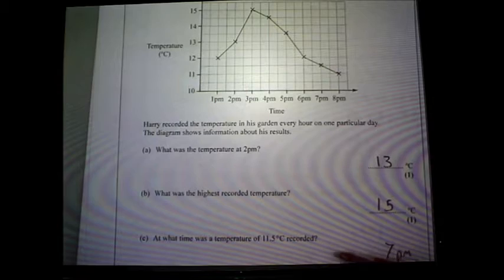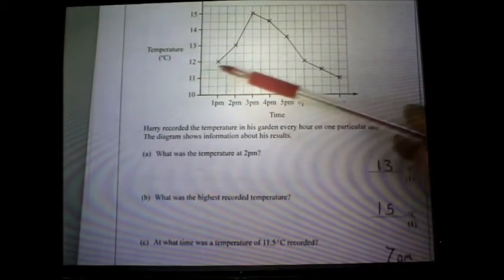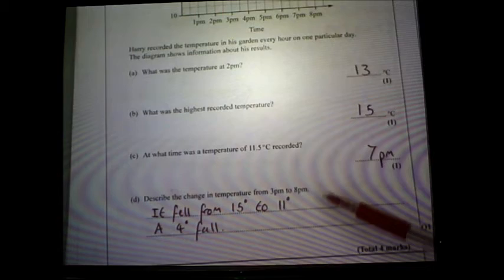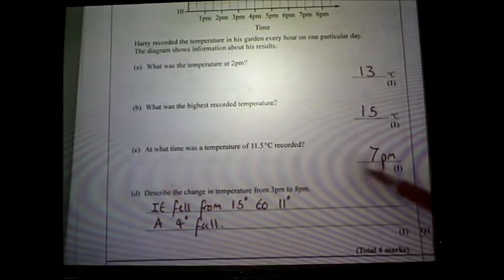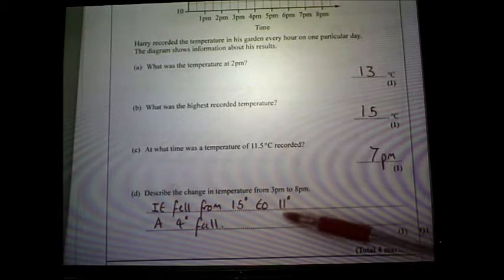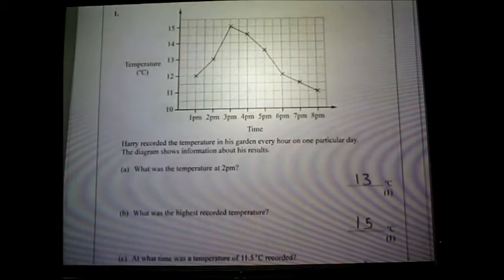At what time was a temperature of 11.5 recorded? So 11.5 is between 11 and 12. So read across and you should get 7 p.m. Don't forget the p.m. And describe the change in temperature from 3 p.m. till 8 p.m. It fell from 15 to 11. So I've quoted some numbers I've read from the chart, and that is a fall of 4 degrees.